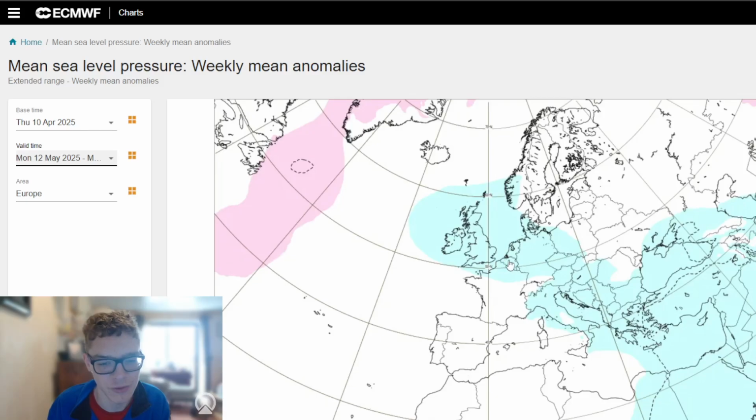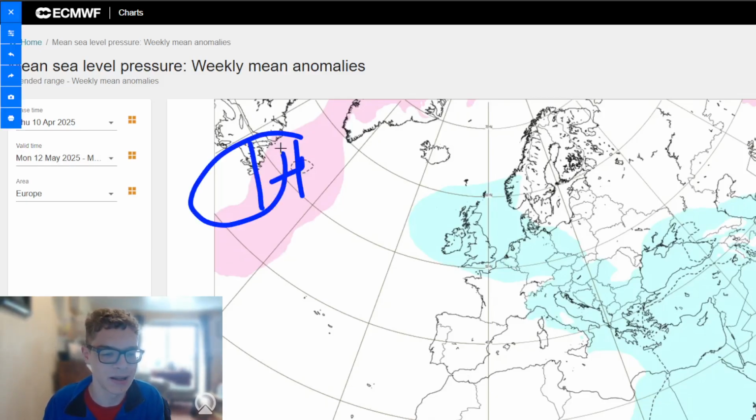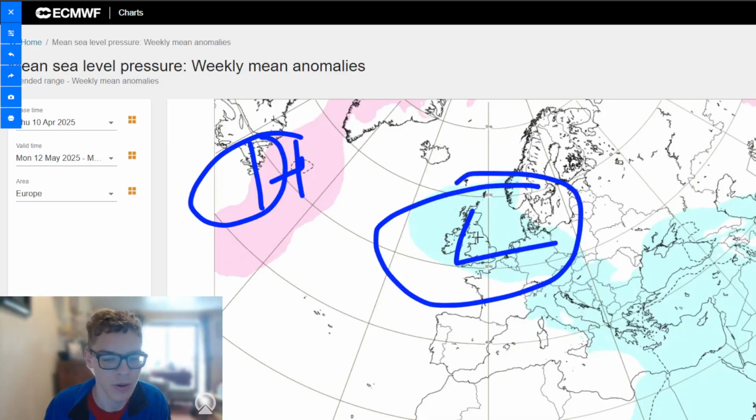On to week 5, the 12th to the 19th. This looks more unsettled. High pressure's in an Atlantic ridge going up towards Greenland. Low pressure sat right at the top of the country, a weak area of low pressure. Probably unsettled, but probably quite mild with winds from off the Atlantic.